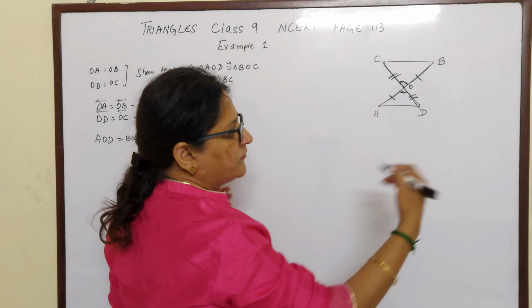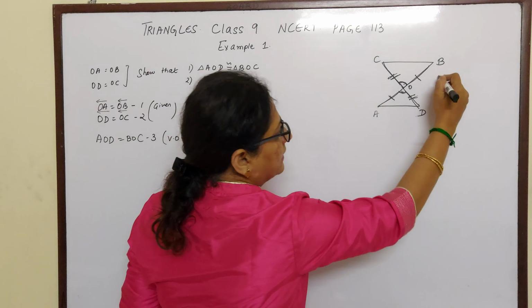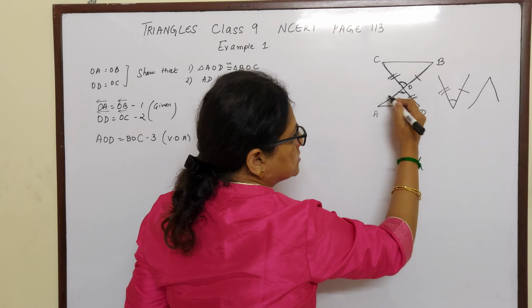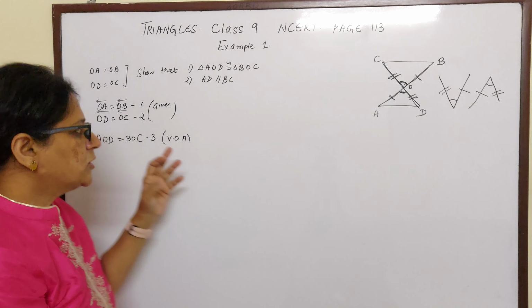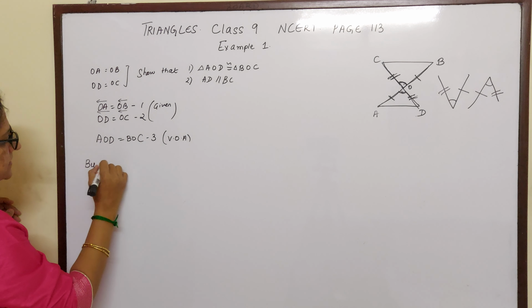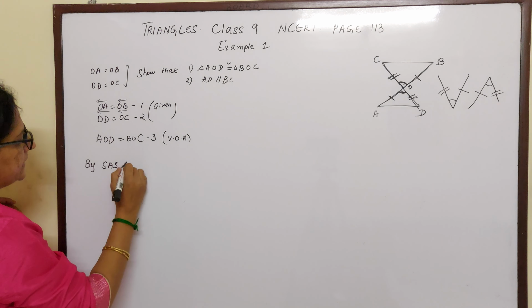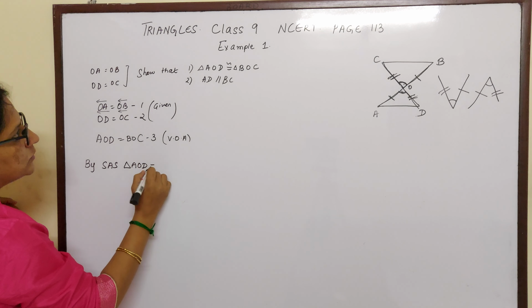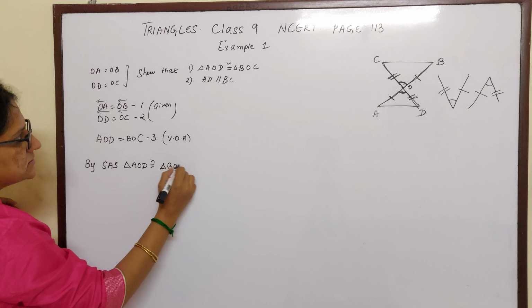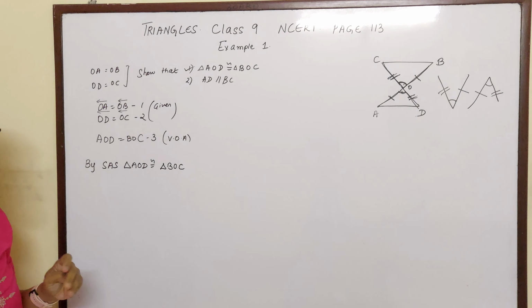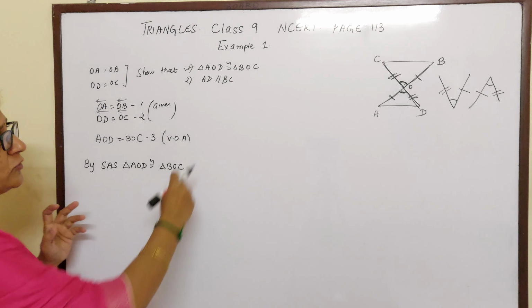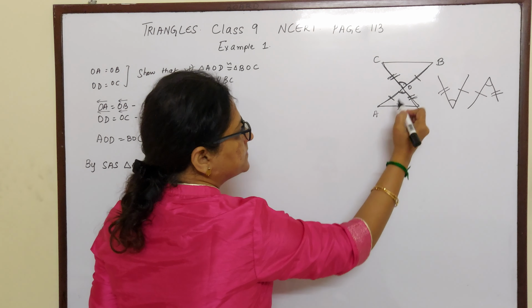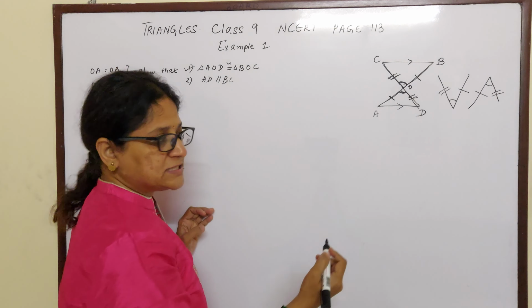There should be no gap when you are naming anything. This is side, angle and side. Or if you name like this also, it is side, angle and then side. You should not jump. So you can say by side, angle, side, AOD is congruent to BOC. This is done. Now you have to prove that AD is parallel to BC. Now how can you prove some two lines are parallel? AD is parallel to BC, you have to prove.